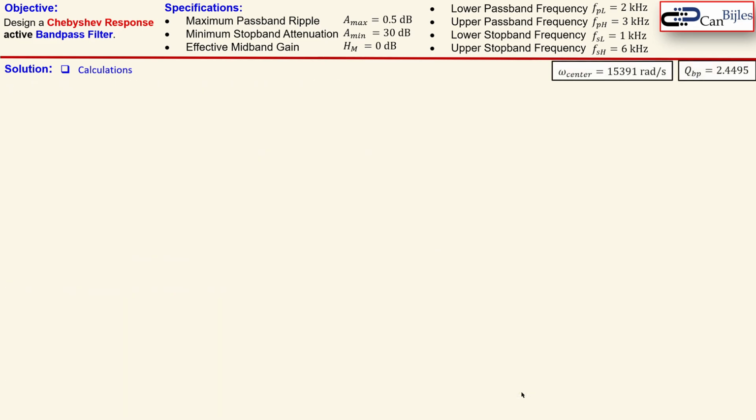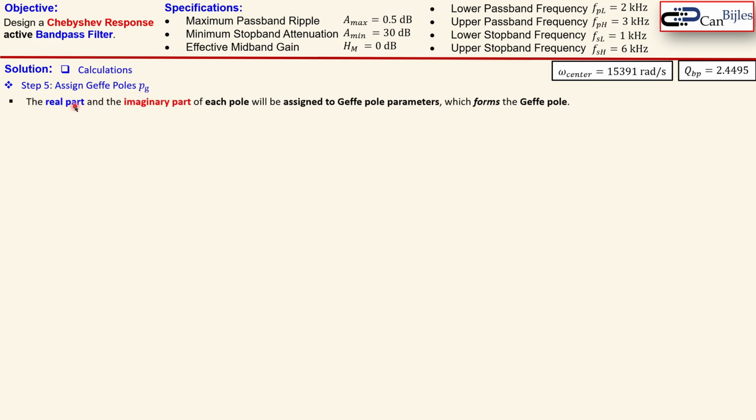So let's bring them here, and also the center frequency we have determined, and the quality factor Q of the bandpass filter we require. We now assign Geffe poles, that's the algorithm we need to use in this example, for the values we have determined for our poles. This is given by P sub G. The real part and the imaginary part of each pole will be assigned to the Geffe pole parameters, which form the Geffe pole. We will show how that works.